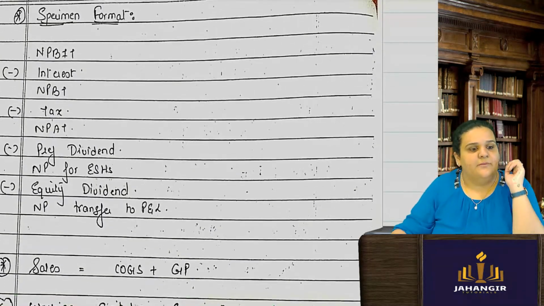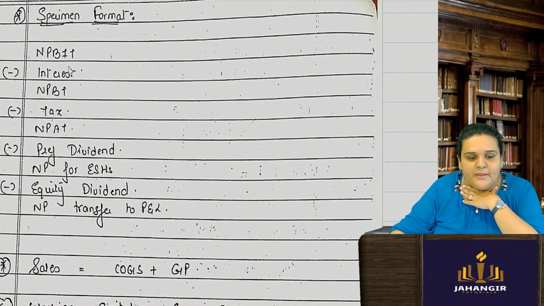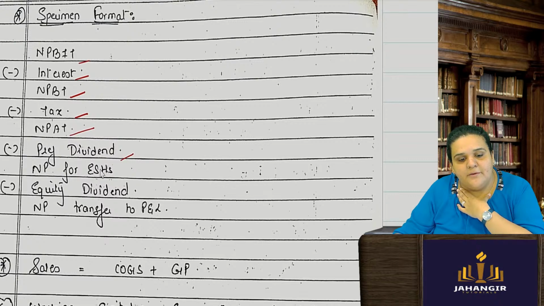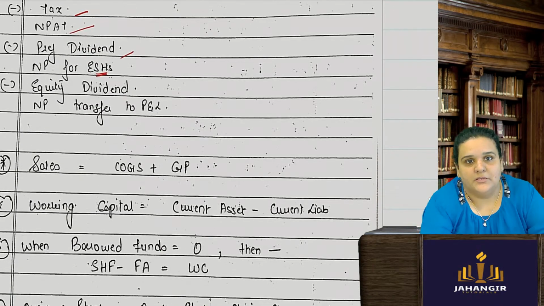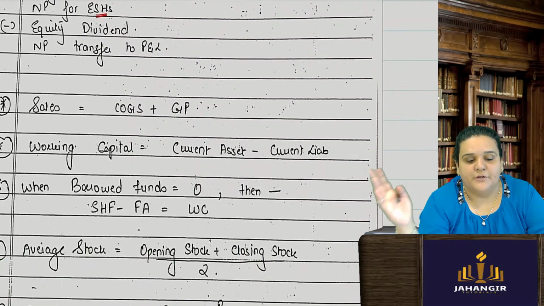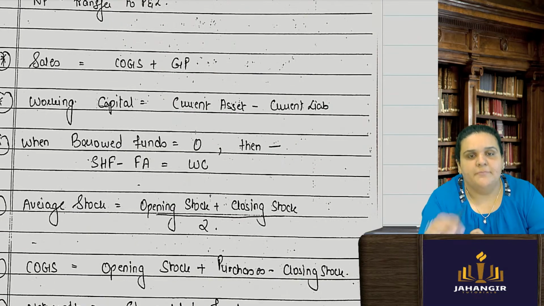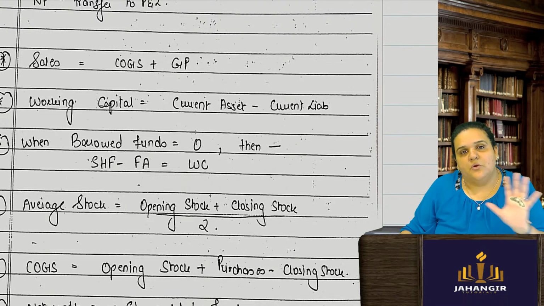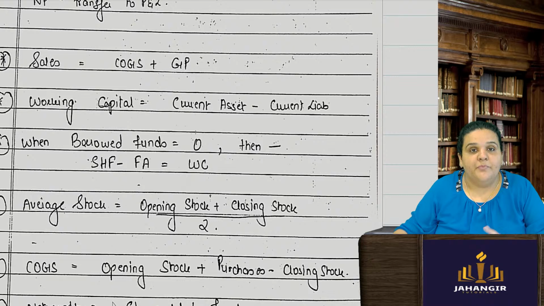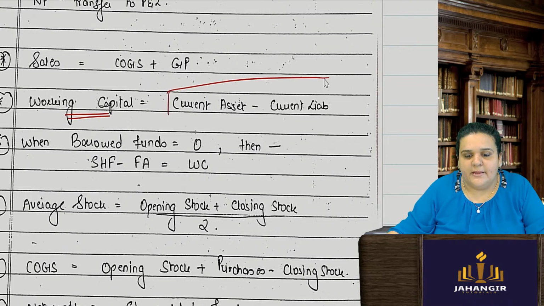Now we have a specimen format: NPBIT minus interest gives net profit before tax, minus tax gives net profit after tax, minus preference dividend gives net profit for equity shareholders, minus equity dividend. I just showed you all this particular format. Net profit is transferred to P&L. Then some of the other formulas. Sales is cost plus gross profit, so cost of goods sold plus gross profit. Working capital is nothing but current assets minus current liabilities.